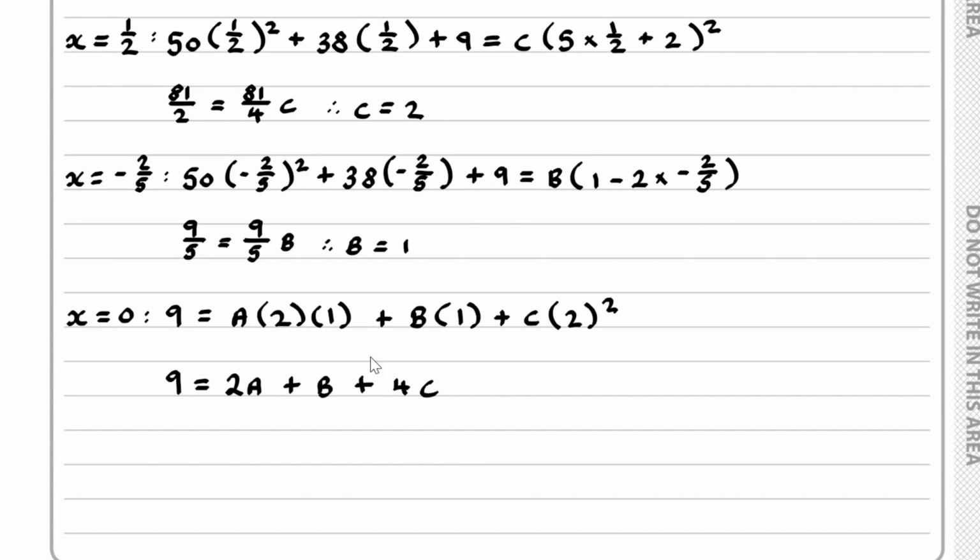We know that c is equal to 2 and b equals 1. So we've got 9 equals 2a plus 1 plus 4 times by 2. 9 equals 2a plus 9. A is equal to 0.